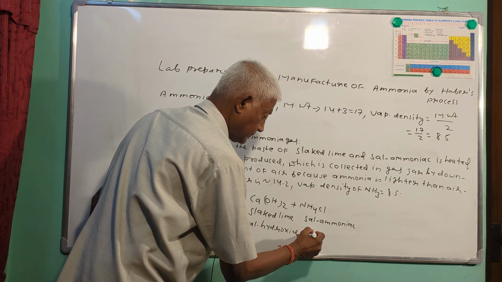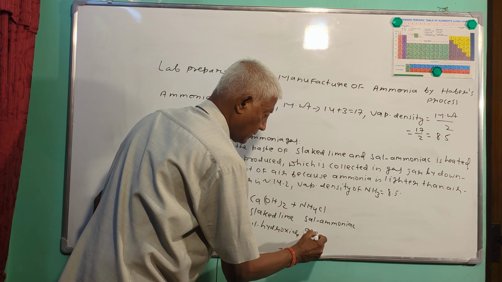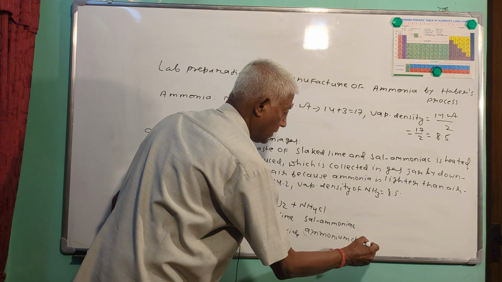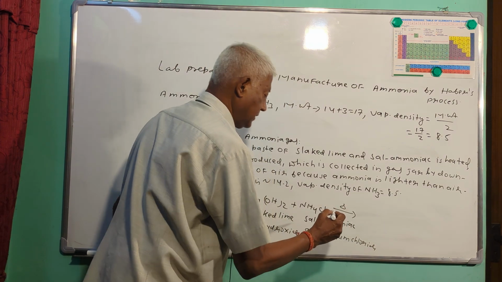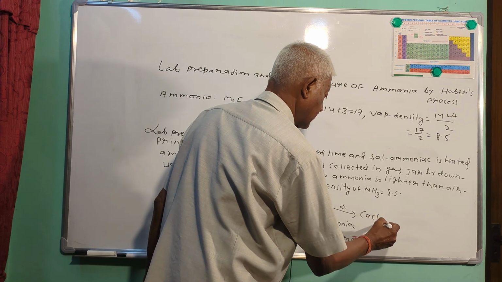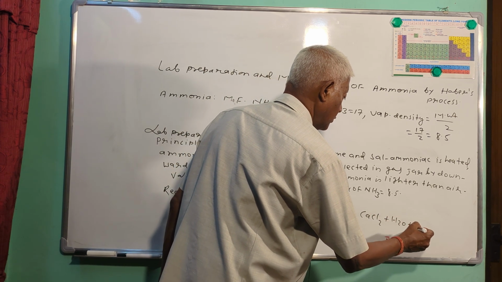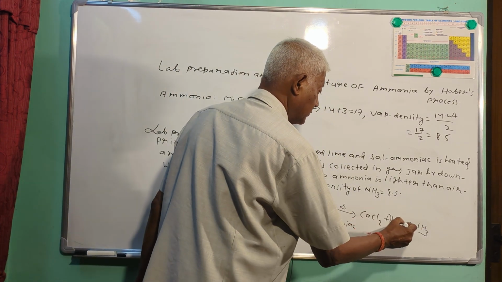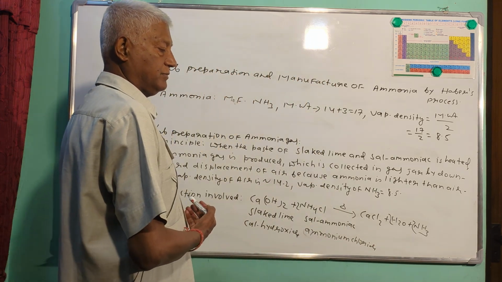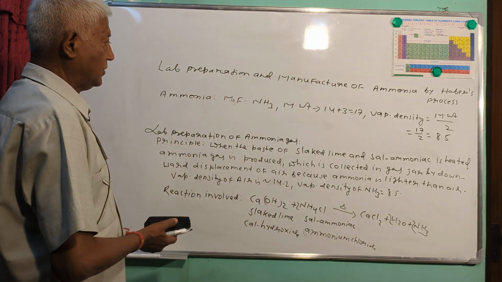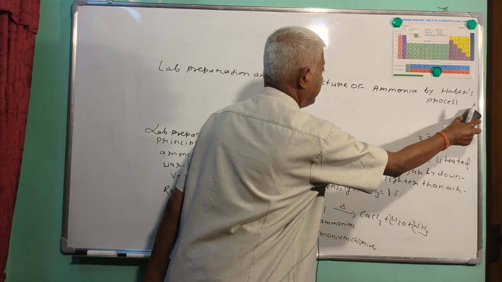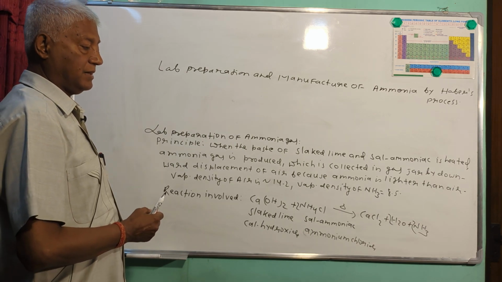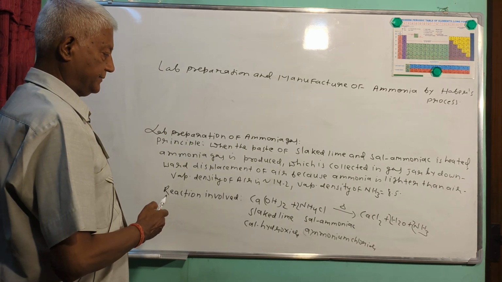Ammonium chloride when heated, what do we have? Calcium chloride, H2O plus NH3. When balanced, what do we have? 2H2O, 2NH3. So always we have to balance by hit and trial method. For this we need practice. I have already taught you balancing of chemical equations by hit and trial method and partial method. So many methods I have taught you.